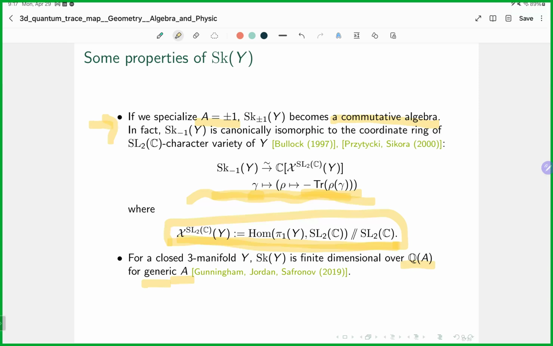So what's the difference between A equals 1 and minus 1? Was that the question? Skein minus 1 of Y and skein plus 1 of Y.